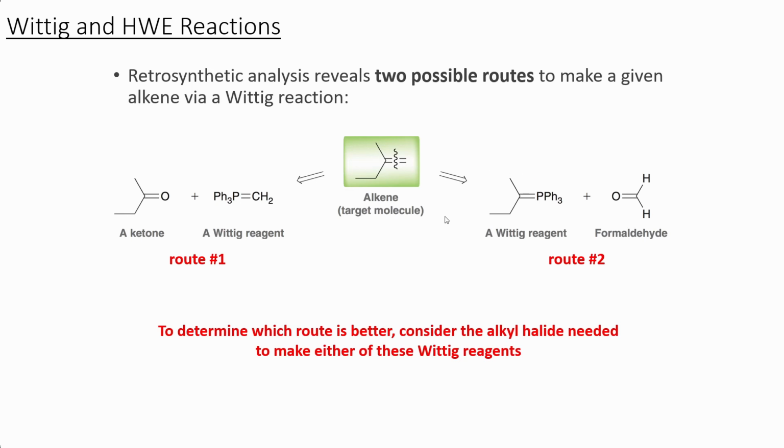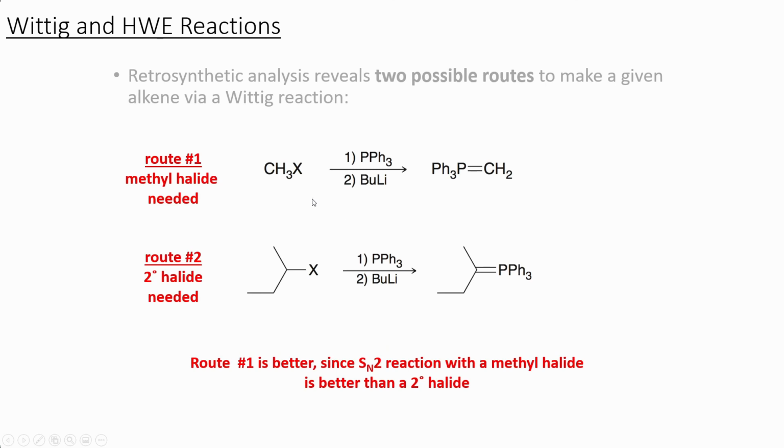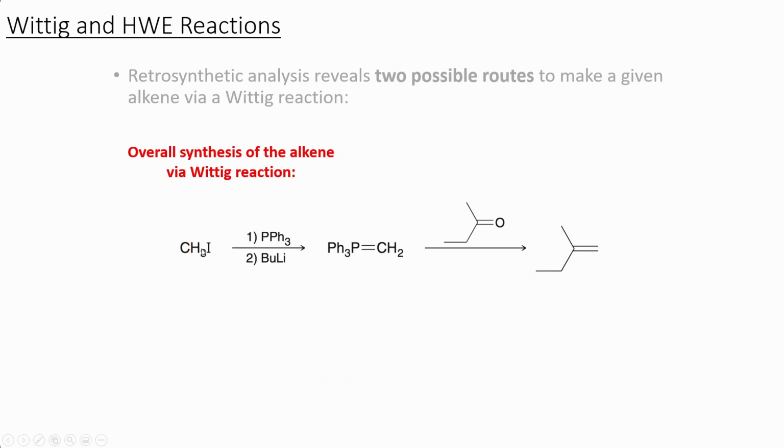So in order for us to examine these two routes and decide which one will be better, we have to think about the alkyl halide needed to make these two reagents. In the first route, we will just use a methyl halide, and in the second route, we would use a secondary halide. So in this case, we would go with the first route because the SN2 reaction of an alkyl halide like methyl is going to be much better than a secondary halide undergoing an SN2 reaction. So here we can use methyl iodide and create our Wittig reagent and then subject it to this ketone to obtain our alkene.